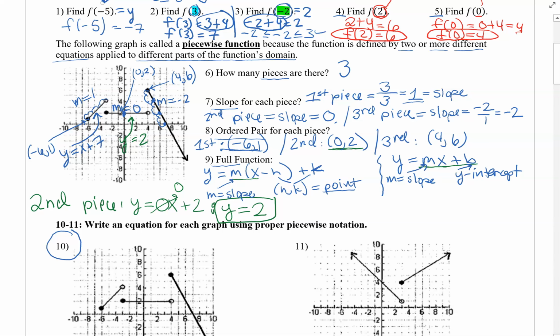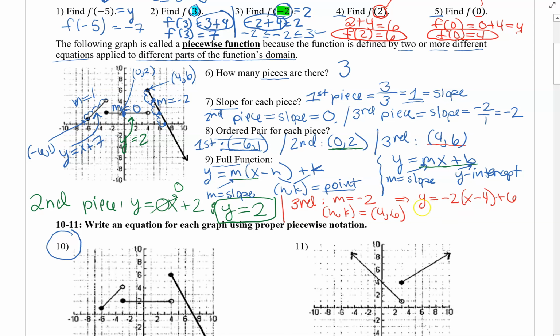And then for the third piece, again, I'm going to use the HK form because I don't know the y-intercept, but I do have an HK. So my slope for that one is -2, and my HK for that one is 4, 6. So plugging it all in, I get y is equal to the slope, -2, times x minus the h value, which is the x, and then plus the k value, which is 6.